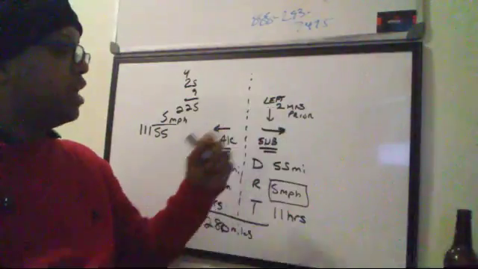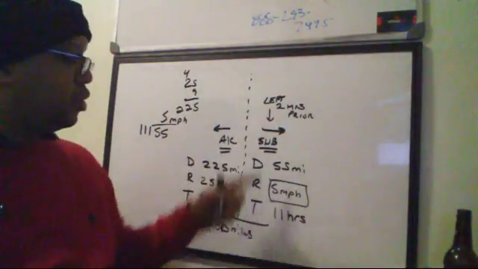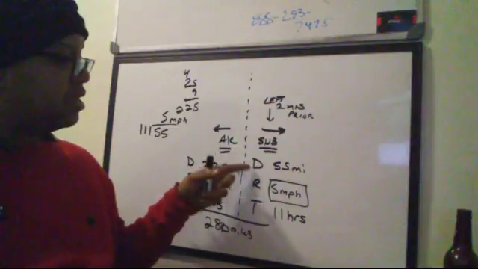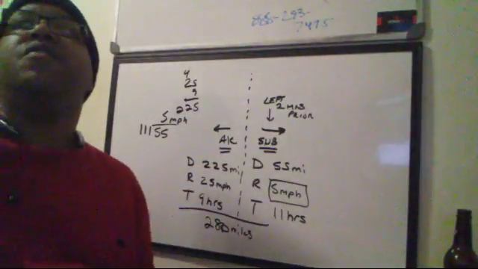The submarine got a 2-hour head start. So 9 plus 2 is 11 hours. Divide the distance by time, and it will give you a rate. 5 miles per hour.